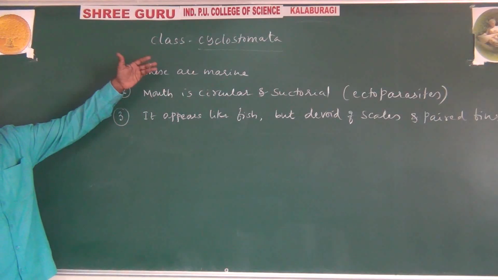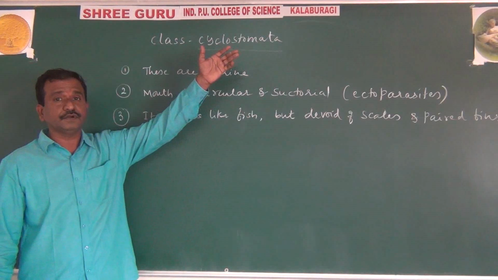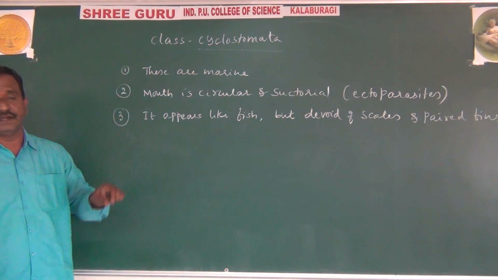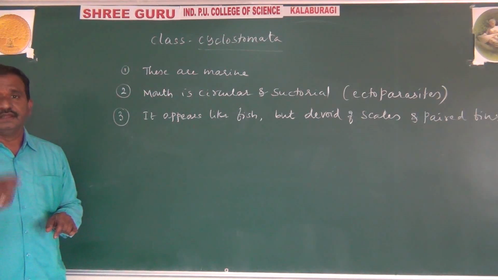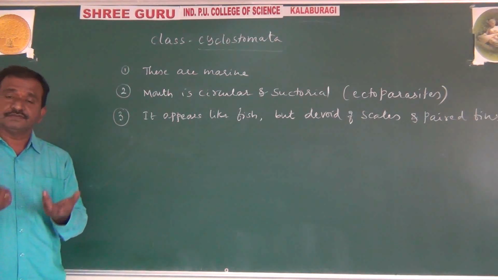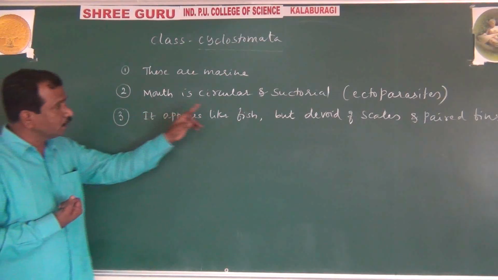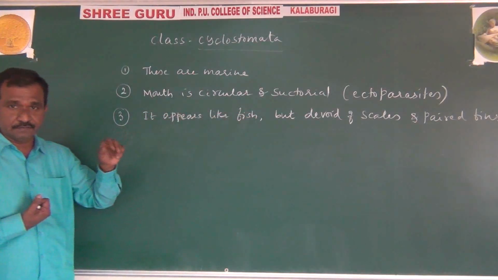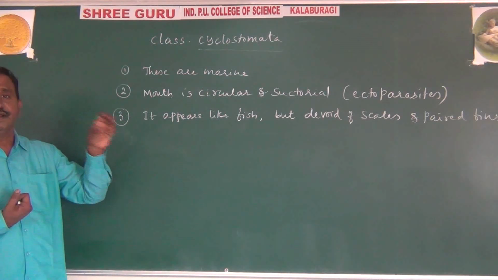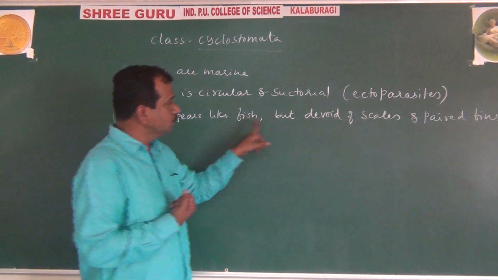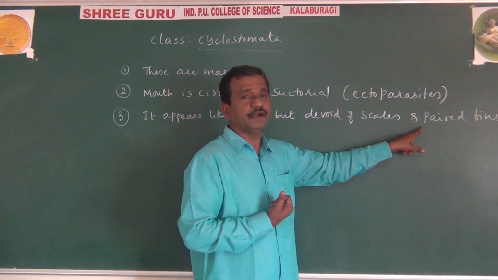Why is the name considered as cyclostomata? Cyclo refers to circular. So the mouth is circular and suctorial, because of the sucking habit. The mouth is circular because absence of jaws is found here. So mouth is circular and suctorial, that is ectoparasite. Normally they suck blood from other fishes. It appears like fish but devoid of scales and paired fins.